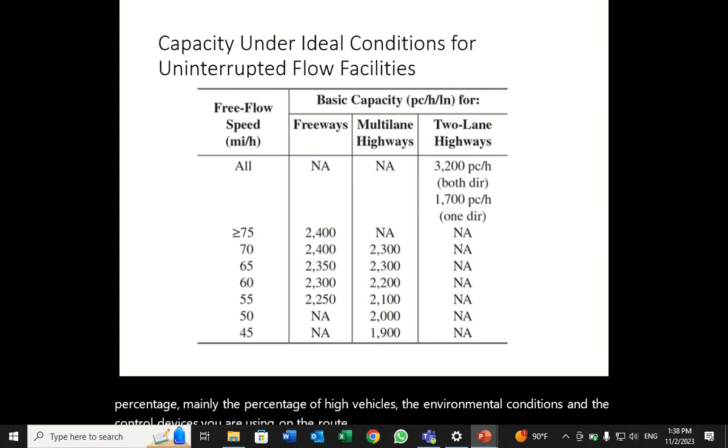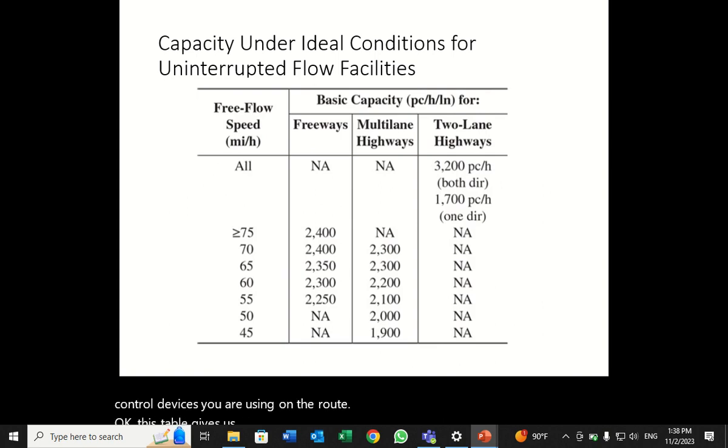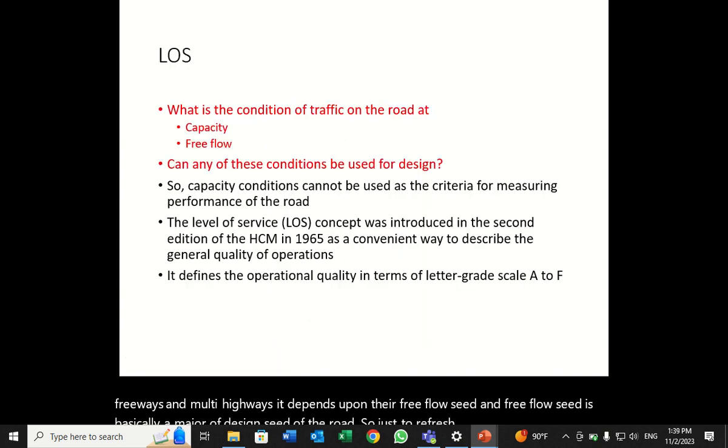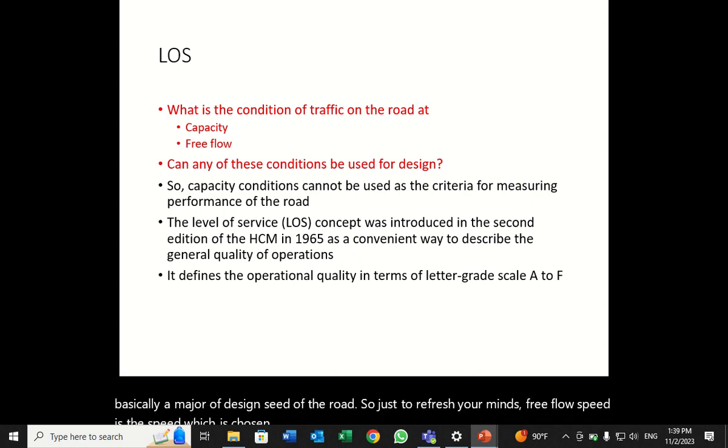Okay, this table gives us the capacity of the three uninterrupted flow facilities which we have discussed earlier: freeways, multi-lane highways, and rural two-lane highways. You can see here for freeways and multi-lane highways, it depends upon their free flow speed, and free flow speed is basically a measure of the design speed of the road. Just to refresh your minds, free flow speed is the speed which is chosen by the driver when he or she is unaffected by traffic. So that happens when the traffic is low.